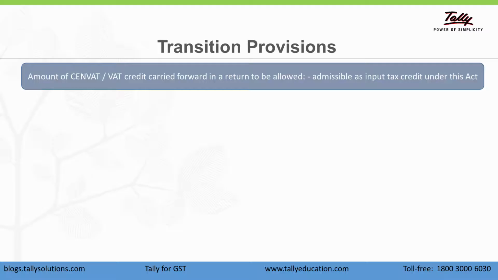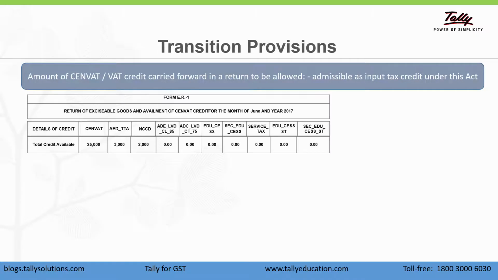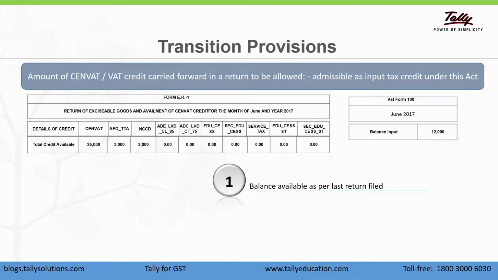The first provision states that the amount of SENVAT or VAT credit appearing in the last return filed before transition to GST can be carried forward as input credit under GST. This is subject to fulfilling of two conditions. Let us now see these two conditions. The first condition is that the input credit should be available in the last return filed.